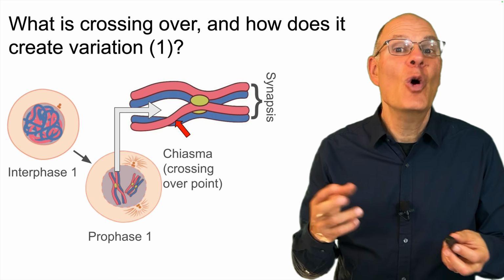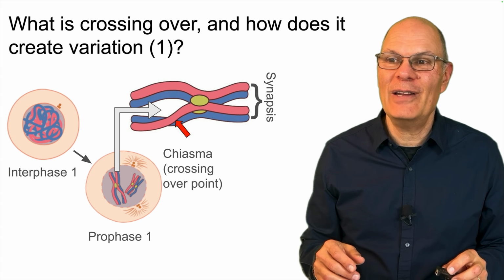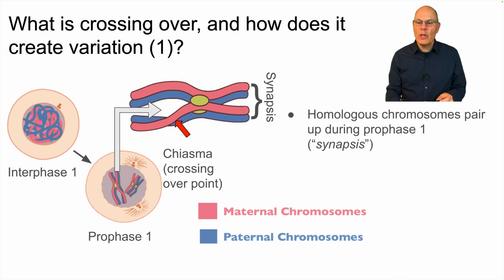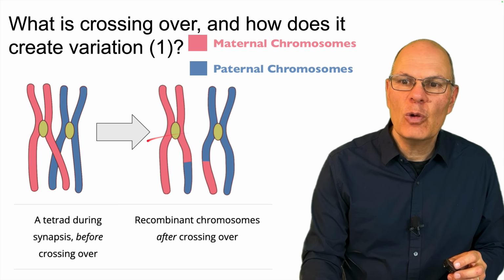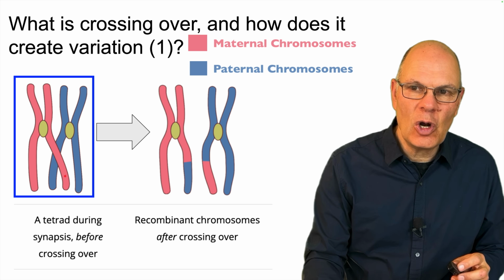That's crossing over. What is crossing over, and how does it create variation? When those homologous pairs pair up during prophase 1, they don't only embrace, they embrace in such an intense way that they actually exchange parts. This embrace is called synapsis, and at a point called a chiasma, segments of DNA will move from one homolog to the other. The result is that you start like this.